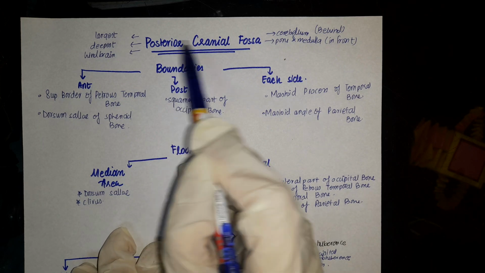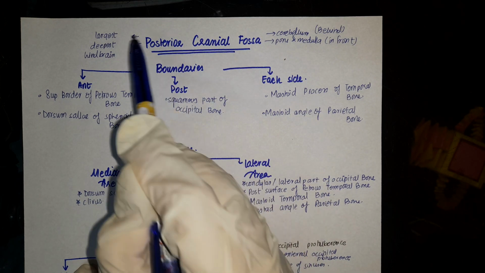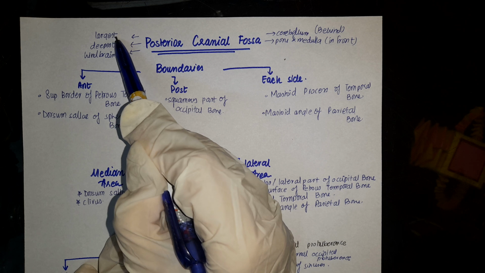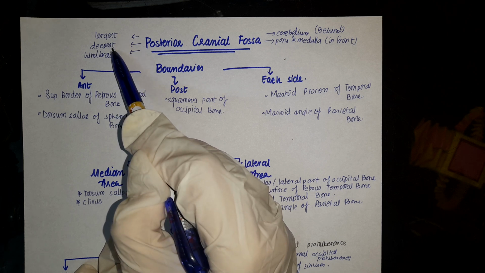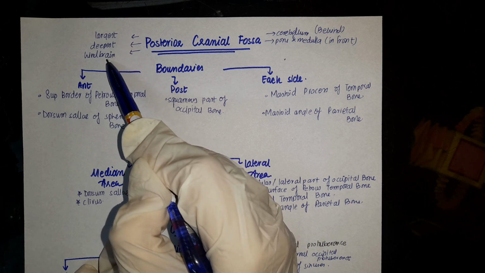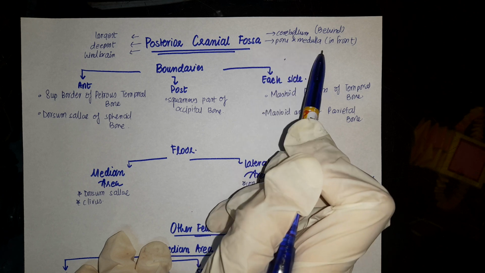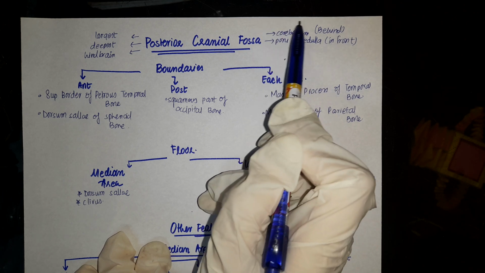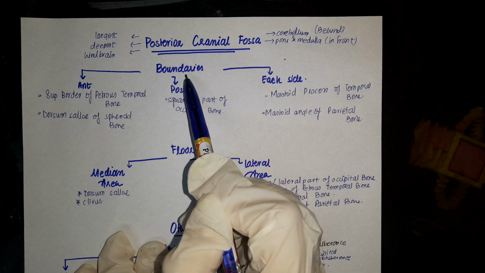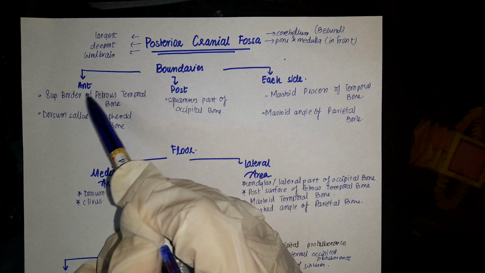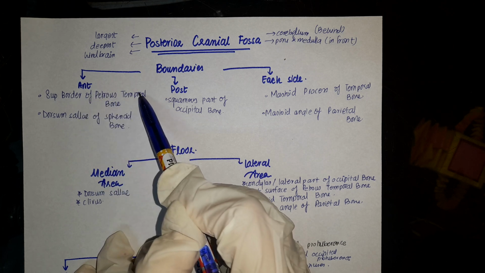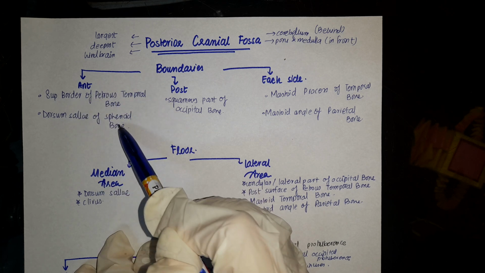Now in the video about posterior cranial fossa, we are going to talk about the fossa being the largest and the deepest. It has hindbrain, mainly the pons and medulla in the front and cerebellum in the behind. Boundaries we are going to discuss. Anteriorly we have the superior border of the petrous temporal bone and dorsum sellae of the sphenoid bone.